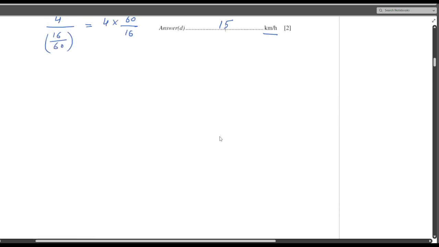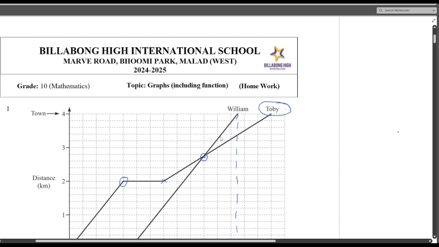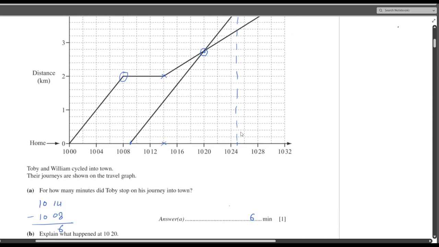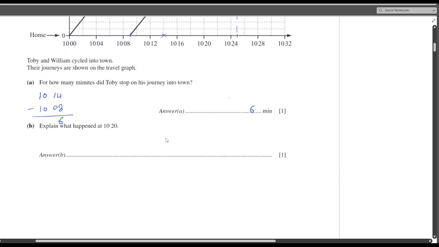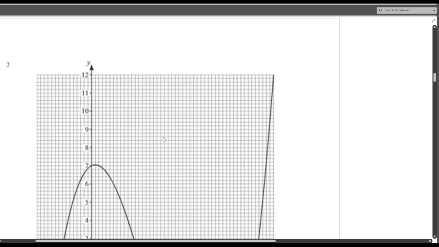So this is our question number 1. Question number 1, a little difficult. Two persons, their distance-time graph is given. And using this distance-time graph, some simple questions are asked, and we have to answer those questions. Now let us move to question number 2.